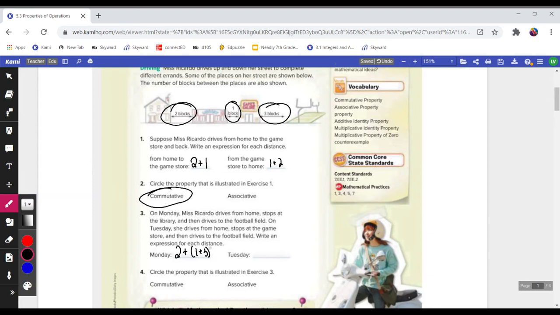Now I'm putting this part into parentheses because it is showing that to get from the library to the football field, it's not just 1 block or just 3 blocks. It's 1 plus 3 blocks. On Tuesday, she drives from home and stops at the game store. So that is going to be 2 plus 1 because it's 2 blocks to the library plus an additional block to the game store. And then drives to the football field. So from the game store to the football field, that's 3.